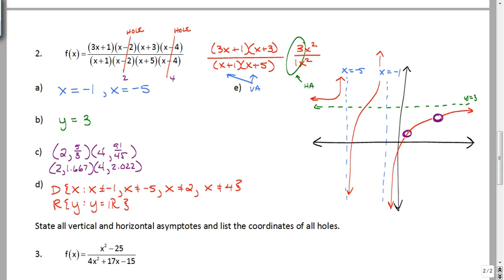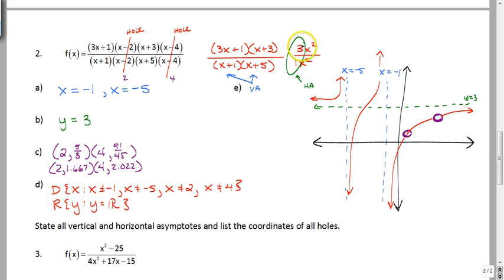So that probably took you a little while because there was quite a bit of information to list. So here again, we had 2 cancellations, so we have 2 holes. Our final simplified answer has an x plus 1 and an x plus 5, so our vertical asymptotes are x is equal to a negative 1 and negative 5, graphed over here.